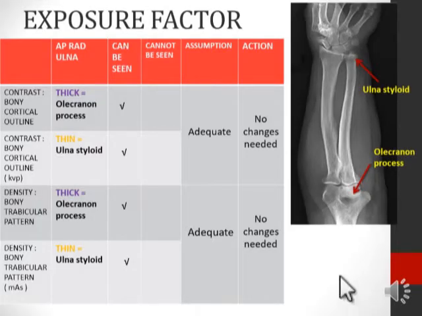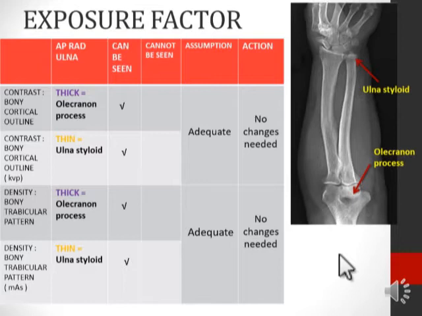So next is exposure factors. First is for bony cortical outline. First of all, the thick structure for AP radius ulna is the olecranon process, while the thin structure is the ulnar styloid. For olecranon process, it can be seen, so no changes needed. For thin structure, which is ulnar styloid, it also can be seen, so there are also no changes needed.